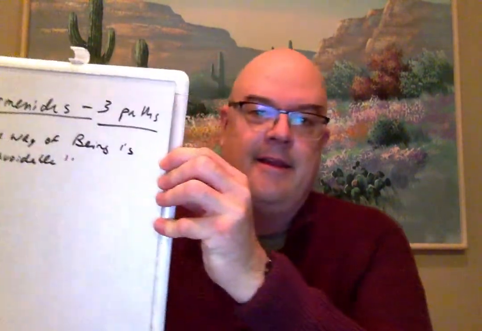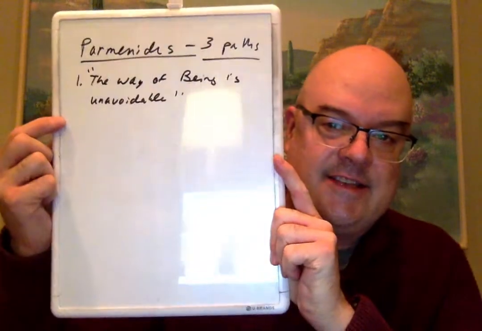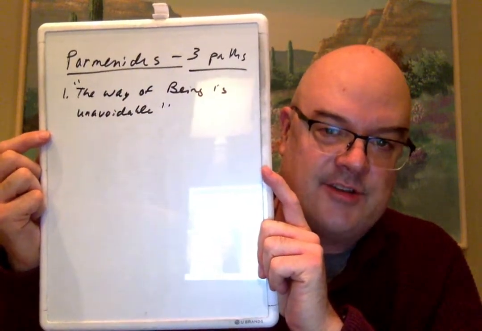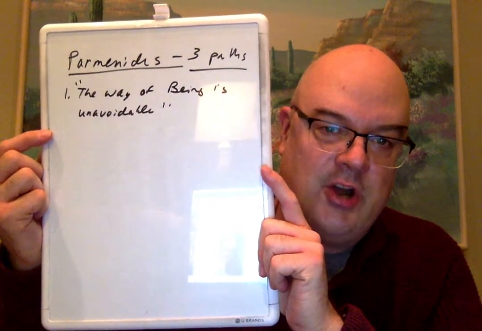In short, the way of being, this first way, is unavoidable in the sense that we're limited to what is unconcealed in our questioning, in our search for knowledge, to the known unknowns.